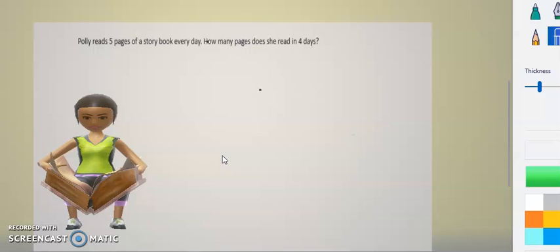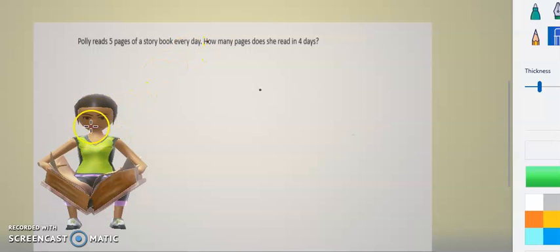So let's begin. Polly reads 5 pages of a storybook every day. How many pages does she read in 4 days? So the first thing we have to do is understand this question. Let's go back and read it again. Polly reads 5 pages of a storybook every day.